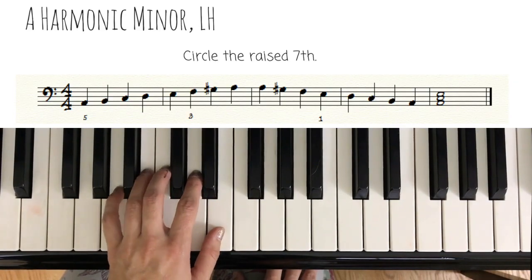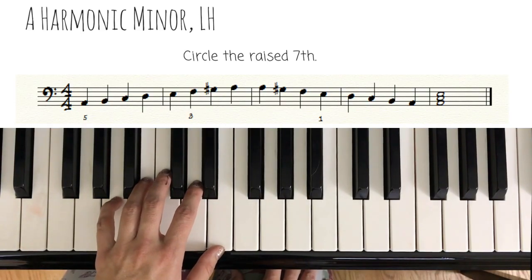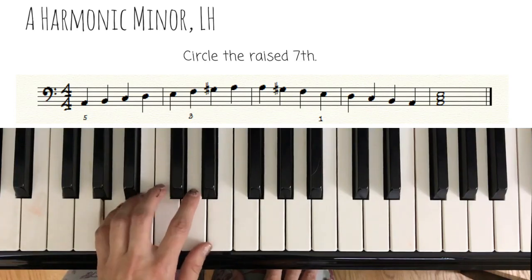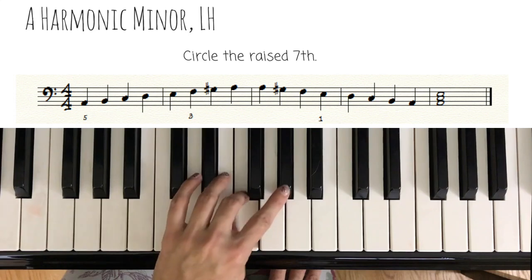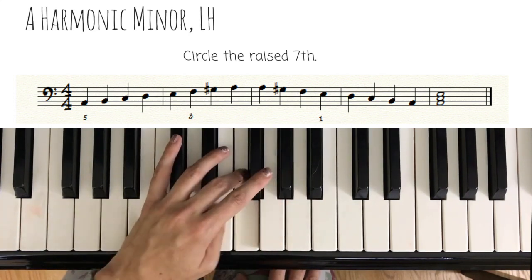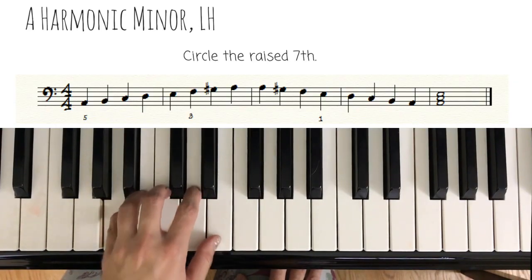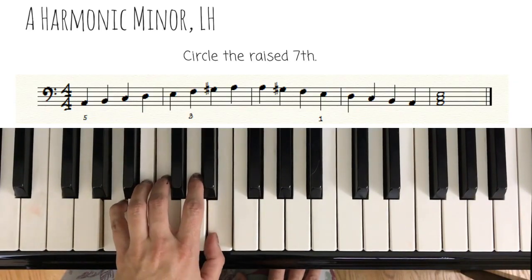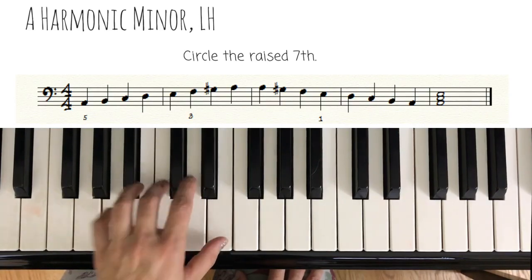So let's go ahead and try that together. Again, saying note names out loud, watching your music. 1, 2, ready, go. A, B, C, D, E, F, G sharp, A, G sharp, F, E, D, C, B, A minor triad. Good, double check those fingers. Make sure everything's nice and round.